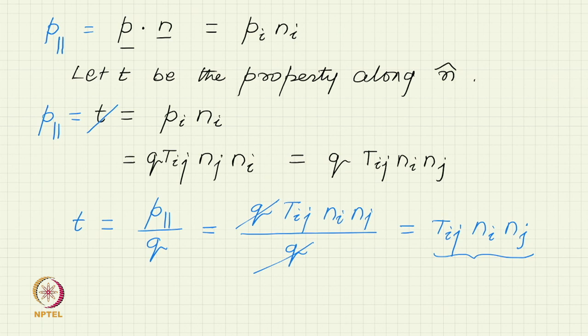So, in the specific case, for example, electrical conductivity in the direction n, let us say electrical conductivity along the direction n is the conductivity tensor sigma ij times Ni Nj.